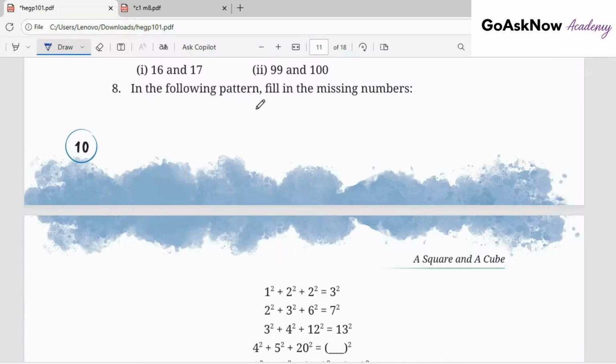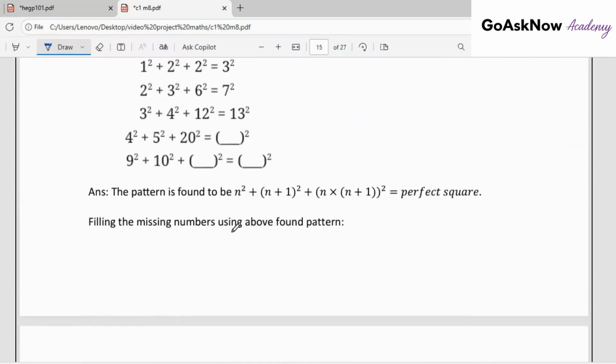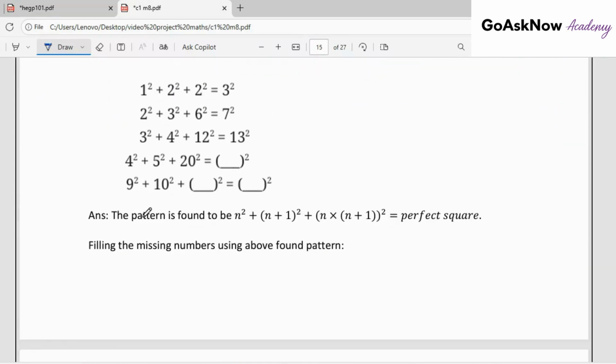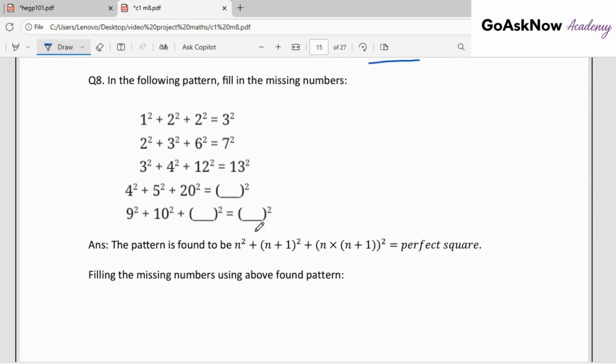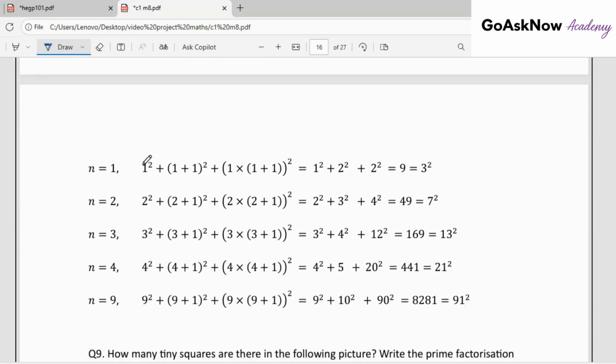Eighth question. In the following pattern, fill in the missing numbers. Let us fill that. Here, the missing number is in the third and fourth row. The pattern is found that n square plus (n plus 1) square plus (n into (n plus 1)) whole square is equal to a perfect square. Finding the missing number. Here, first one, n is equal to 1. 1 square plus (1 plus 1) whole square plus (1 into (1 plus 1)) whole square, which is equal to 1 square plus 2 square plus 2 square, which is 9, which is equal to 3 square.